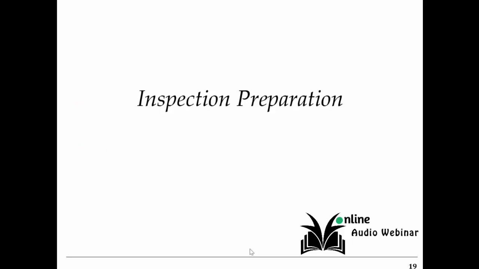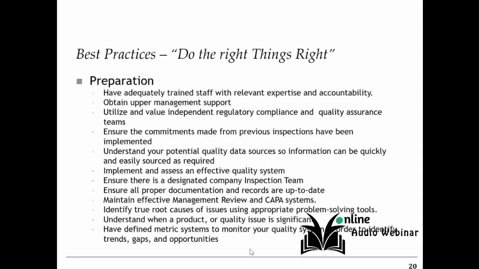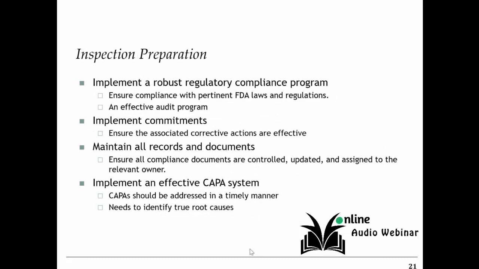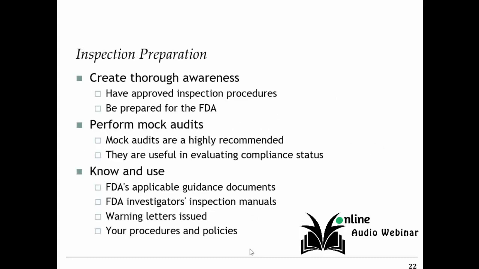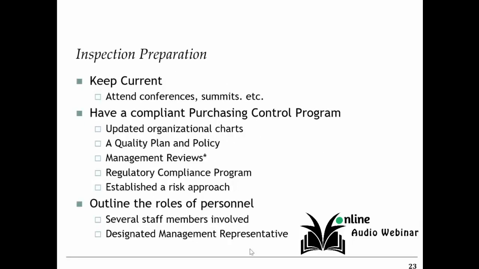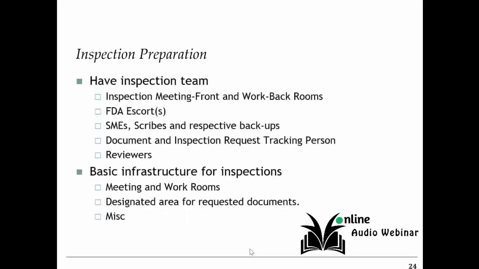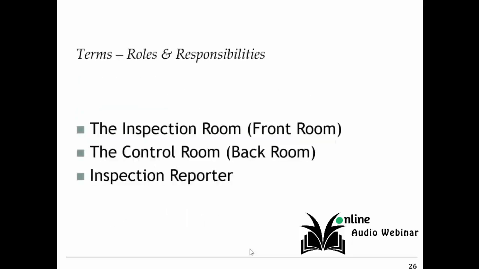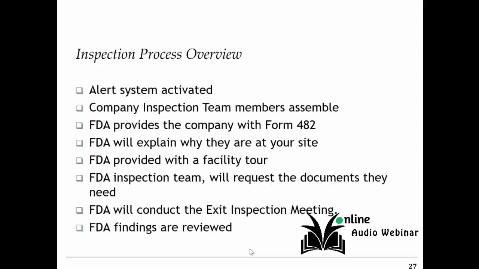Now, companies can have a smooth inspection process by following a few basic best practices, essentially that enable everyone to do the right things right. They can implement a robust regulatory compliance program, create a thorough awareness of all aspects of FDA inspections, keep current of industry trends. Well, we can have a company inspection team. There are a couple of definitions and roles and responsibilities. Now, here is basically what happens on the day of an FDA inspection.